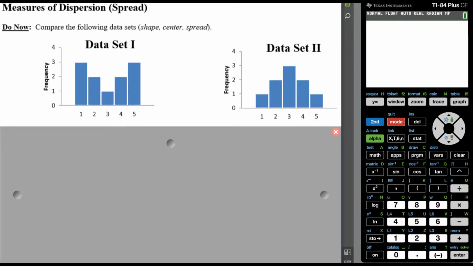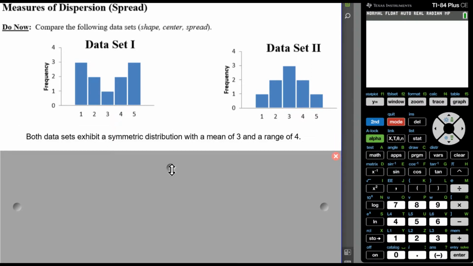Take a moment to look at these two data sets. Now, typically when we're comparing two data sets, we look at the shape, center, and spread. When doing so for these two data sets, they are both centered around the number 3. They have a consistent range of 4, and they are both symmetric distributions. Though those two distributions look different, they are in fact both symmetric.